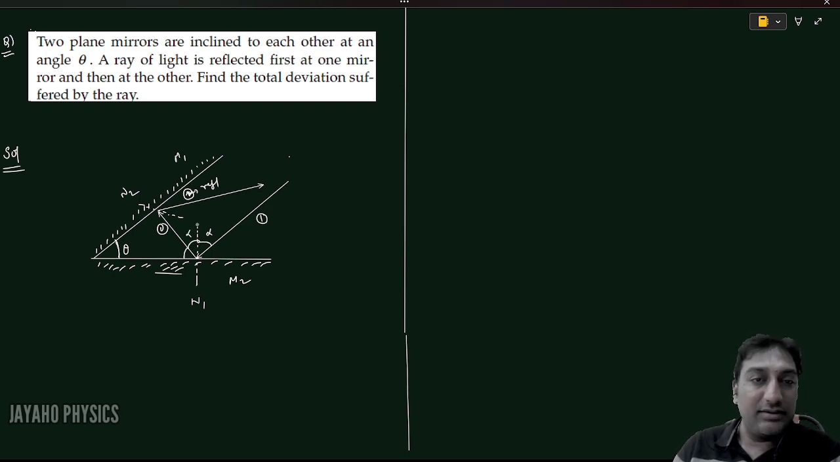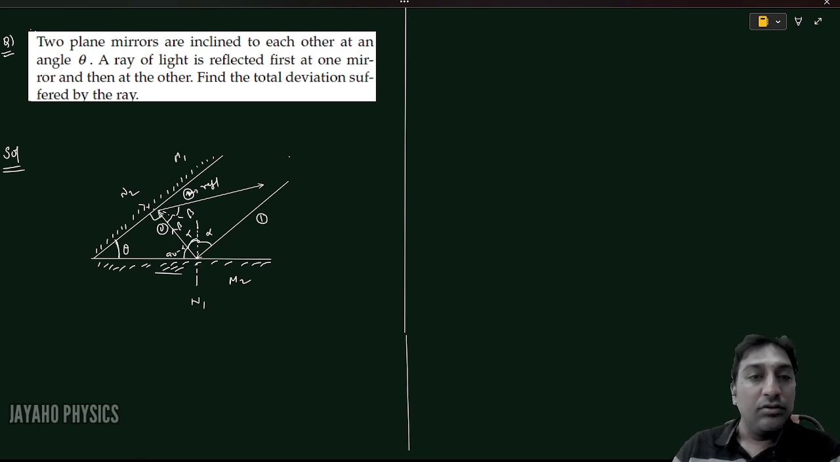If this angle is alpha, we know the total angle from here to here is 90. So this is alpha, and what about this angle here? It is 90 minus alpha. After this reflection, the ray is incident on the second mirror. Let me imagine this angle of incidence is beta, and the angle of reflection will also be equal to beta. Here, the normal always makes an angle of 90 degrees with respect to the plane.